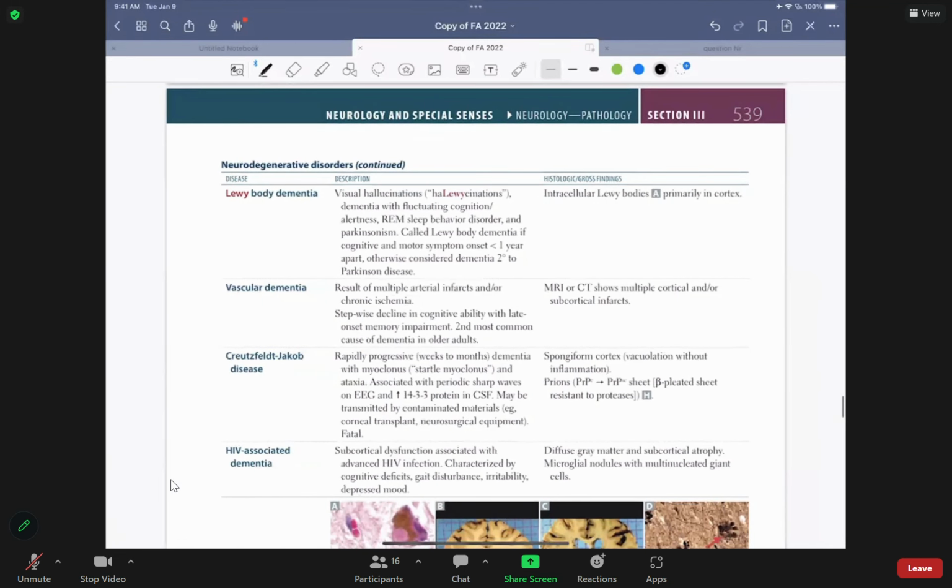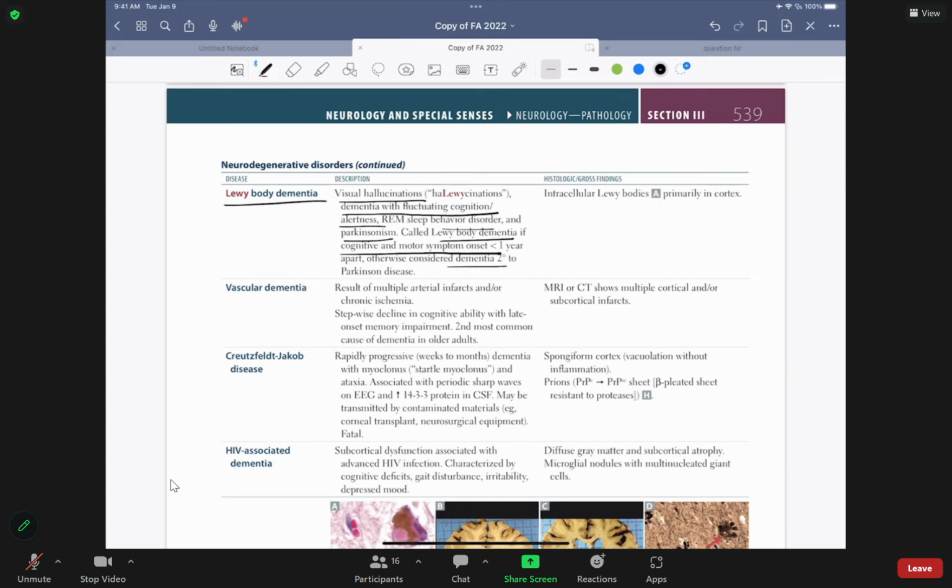The next one, Lewy body dementia. It's visual hallucination with dementia, fluctuating cognition, and all these things, folks. Okay. REM sleep behavior disorder and Parkinsonism. It's also called Lewy body dementia if cognitive or motor symptoms last for more than a year. Otherwise it's considered dementia secondary to Parkinson.